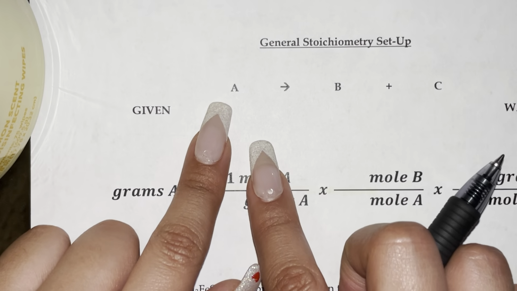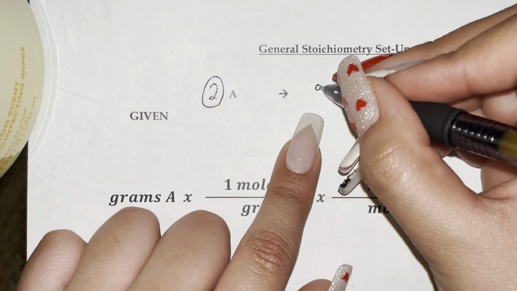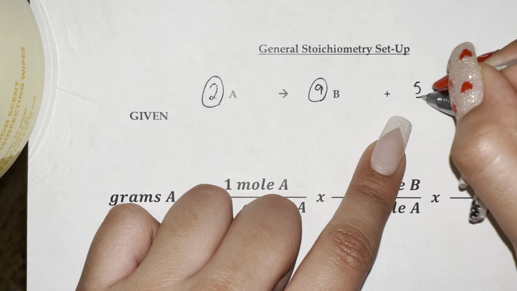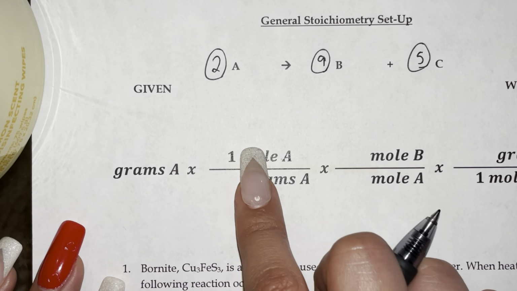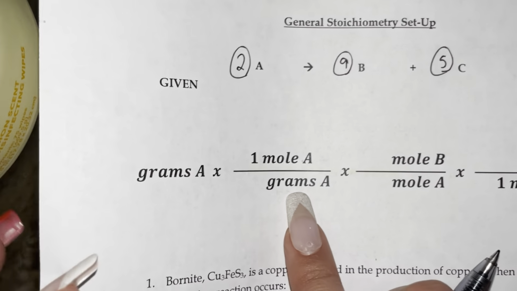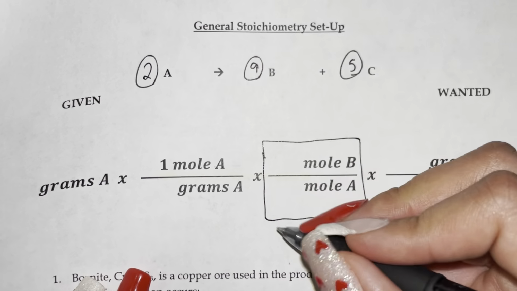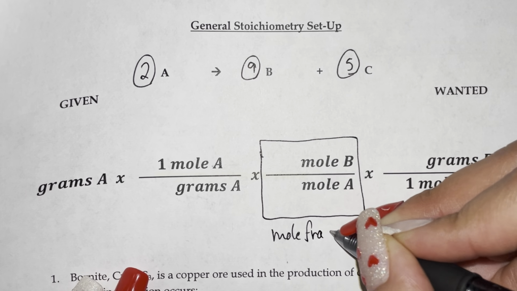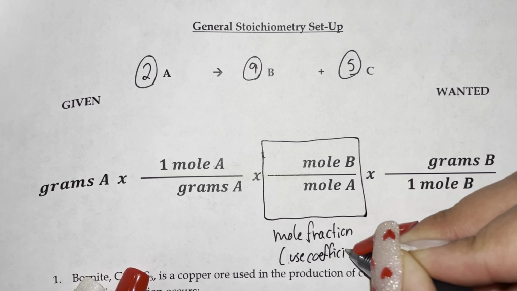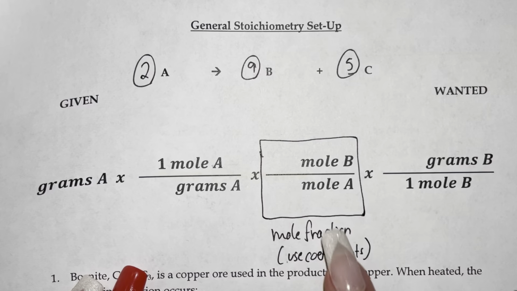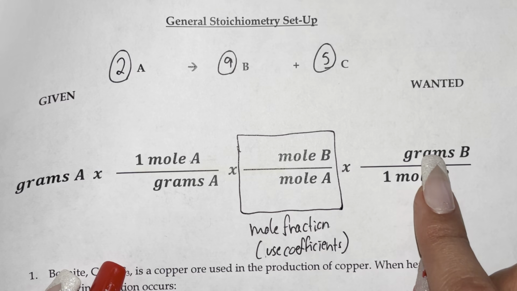So for this first one, let's say my coefficient for A is 2. Say my coefficient for B is 9. Say my coefficient for C is 5. All right. This is the setup how it's always going to be. You have grams of A, 1 mole of A on top, grams of A at the bottom, because I know y'all like a nice little cheat sheet. Moles of B, moles of A, and again, this is your mole fraction. And this is where you use your coefficients. All right, this is the only time you use these numbers, and you plug them in there depending on what mole you're talking about. Last part is going to be grams of B, 1 mole of B.